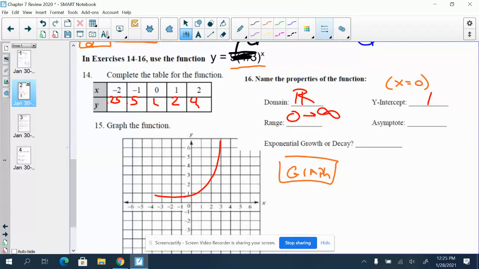Now the asymptote. The asymptote pretty much just tells you where it doesn't touch. If it's like this one, it gets real close to the x-axis, but it never touches. So your asymptote would be the x-axis, or y equals 0. I think if you put x-axis, you're going to be fine. If they count that wrong, tell me and I'll go check with someone.